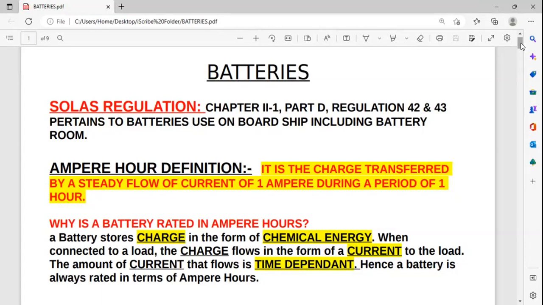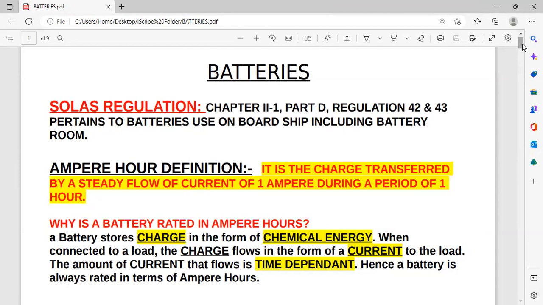And since we saw that batteries are used as a standby source on board ship, whenever something is related to the ship, one has to refer SOLAS. So SOLAS governs a lot of things on board the ship. And one of these is your battery as well as your battery room. SOLAS chapter 2-1 part D, in particular, regulation 42 and 43.